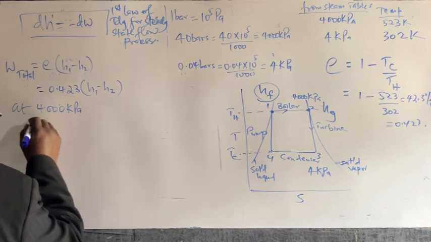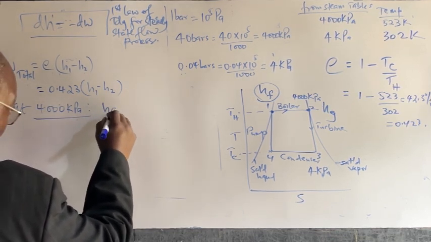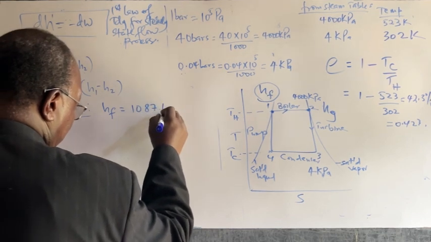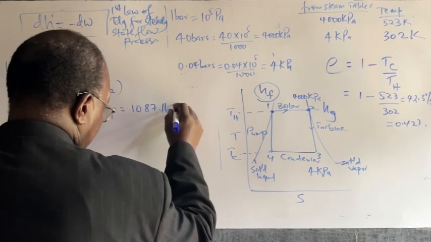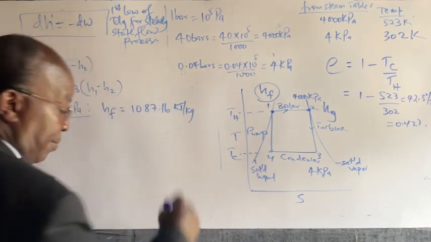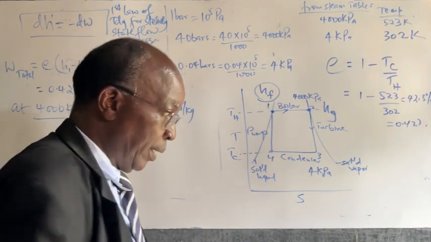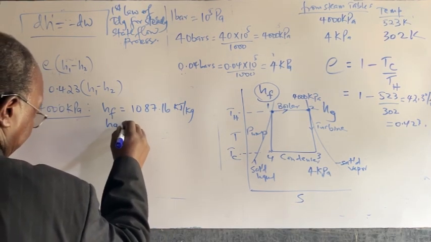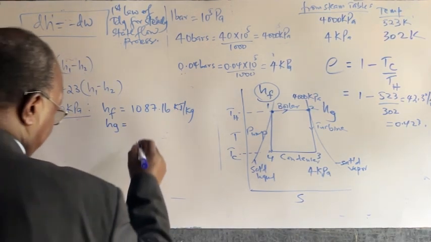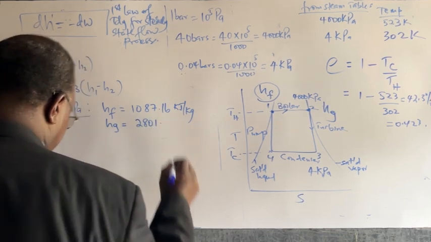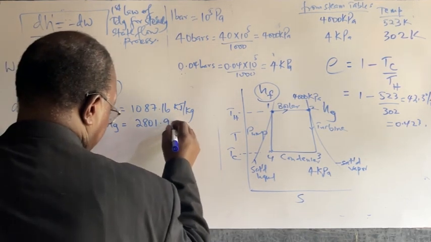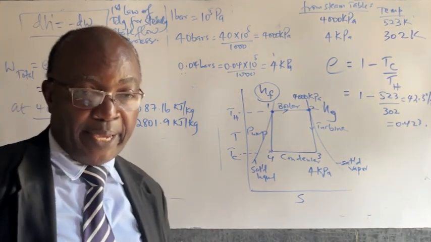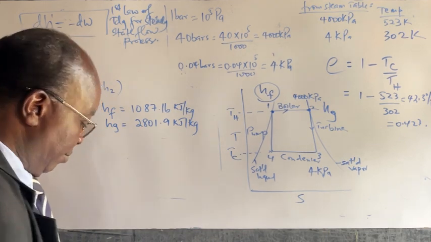We find that Hf is equal to 1087.16 kilojoules per kilogram. Those are the units of enthalpy. And for the gas, Hg, we have 2801.9 kilojoules per kilogram. I repeat, these are values which you get from the steam tables.